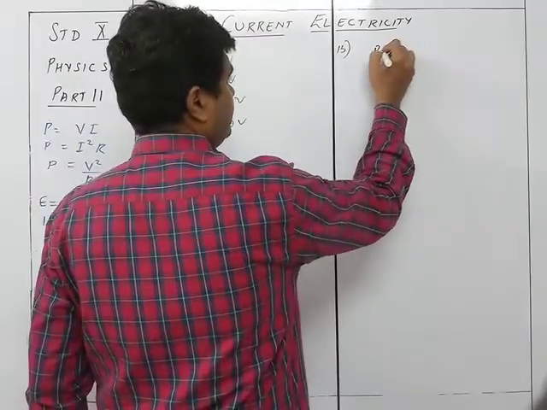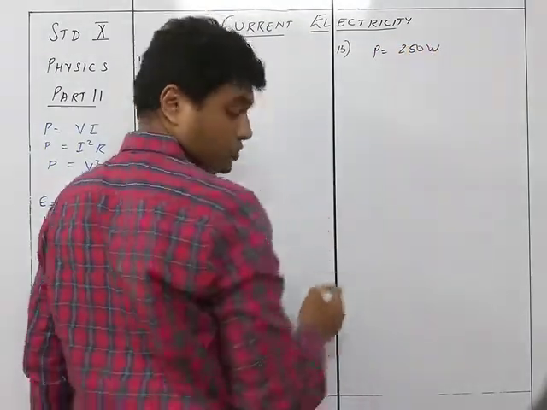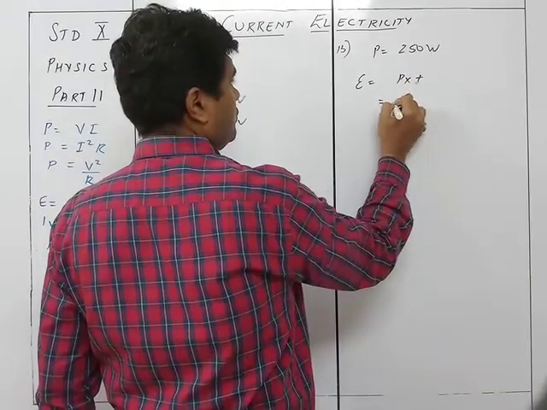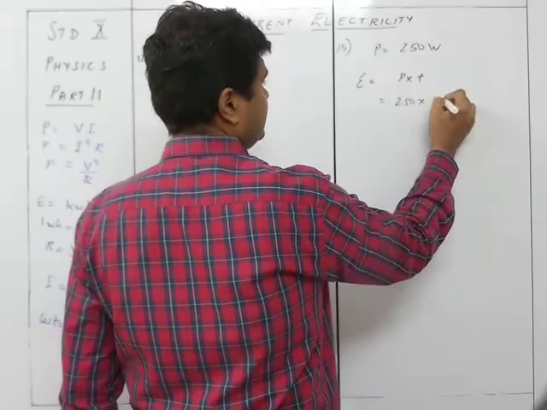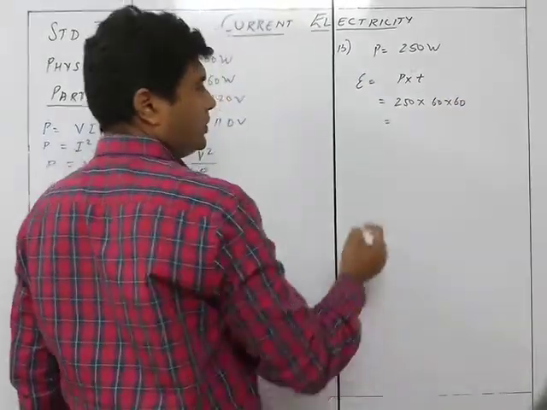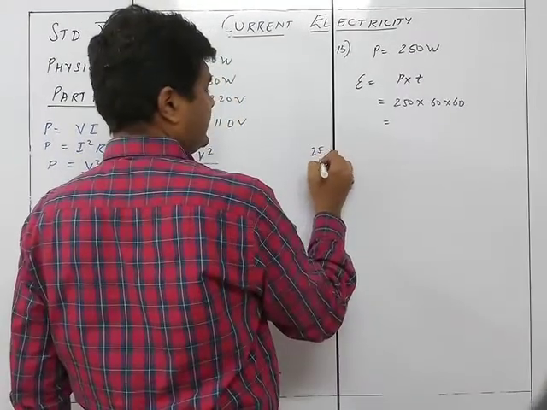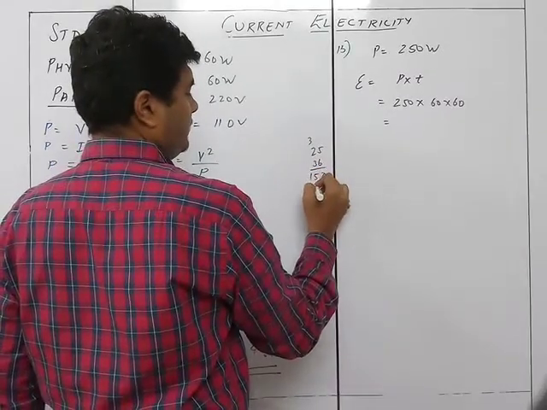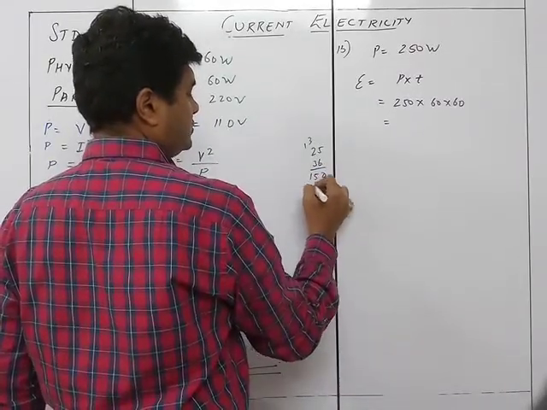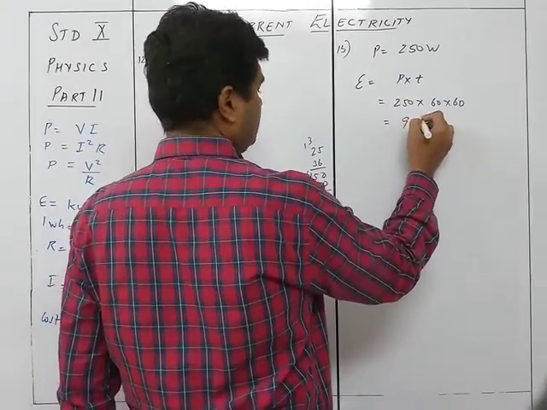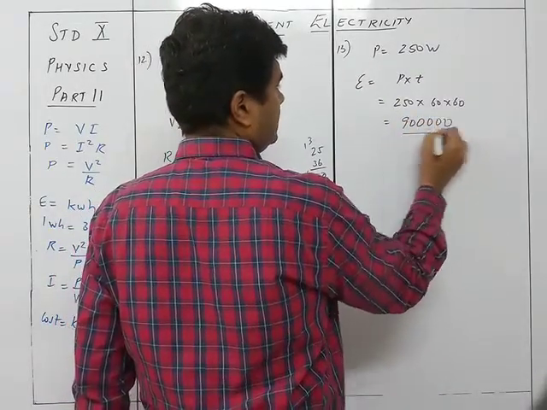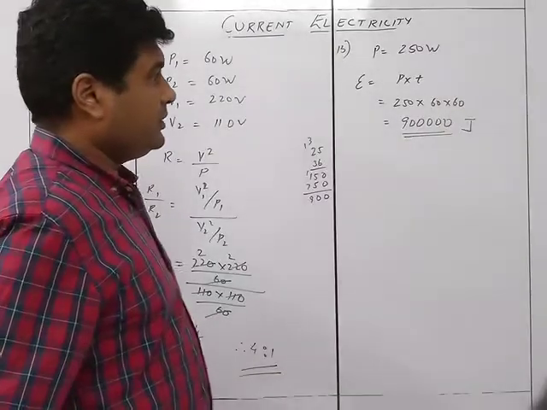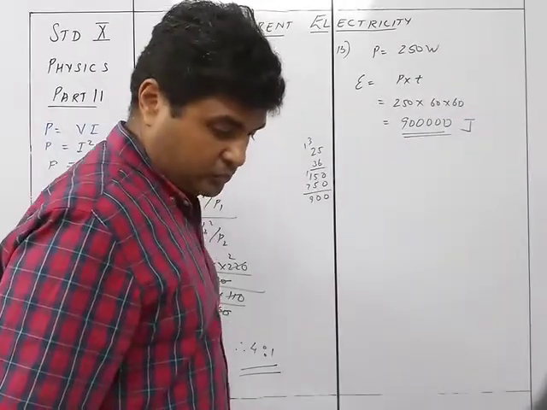So over here, the power is equal to 250 watt. So the energy E is equal to P into T, which is 250 into 1 hour, that is 60 into 60. So that will be equal to 25 into 36. So that will be 900,000 joule. So this is the amount, that is 9 and 5 zeros joule, 9 into 10⁵ joule.